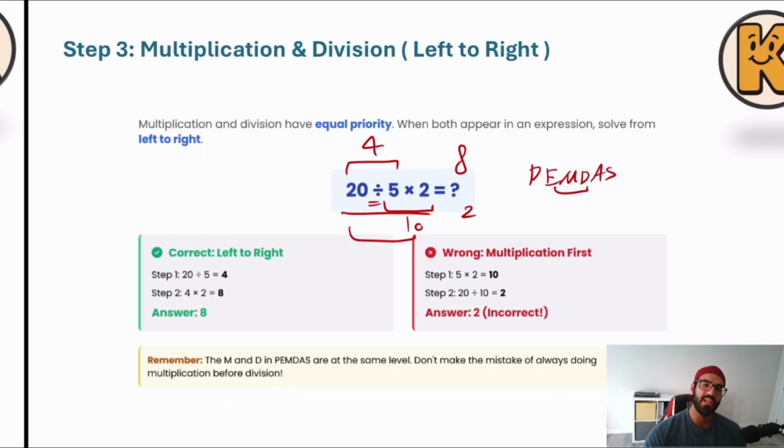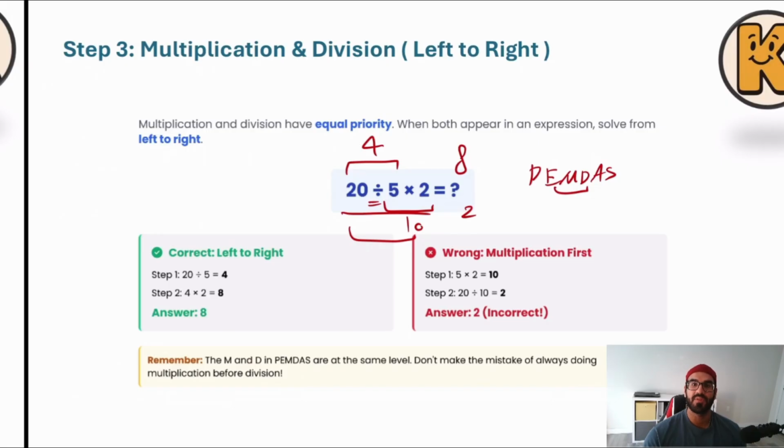For instance, why is the name PEMDAS and not PEDMAS? Again, remember, it doesn't matter what the name is. The only thing you have to remember is that multiplication and division come in the same order, and if they come up together, you have to follow left to right.